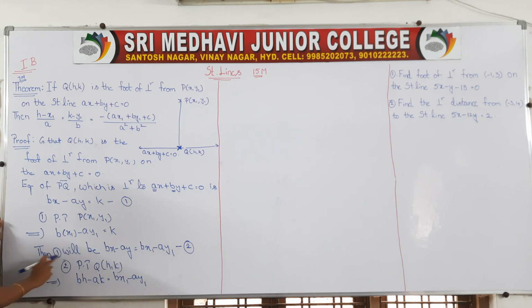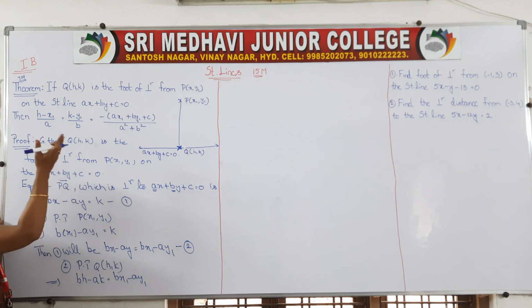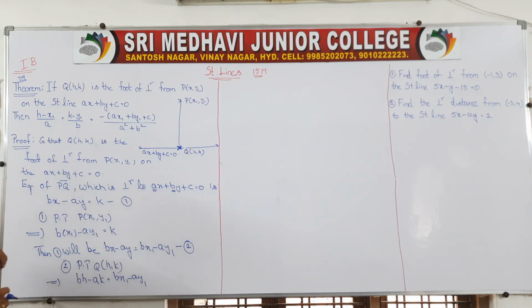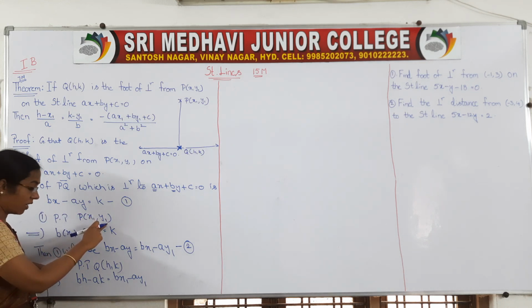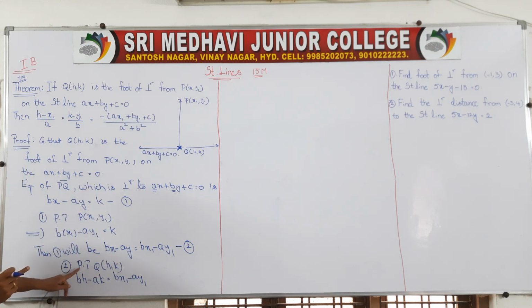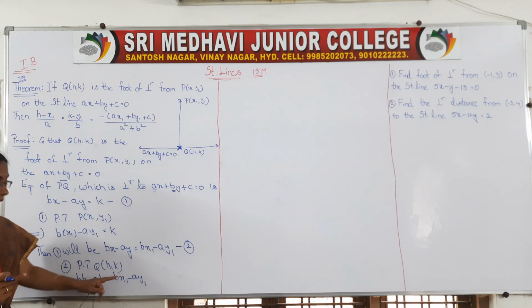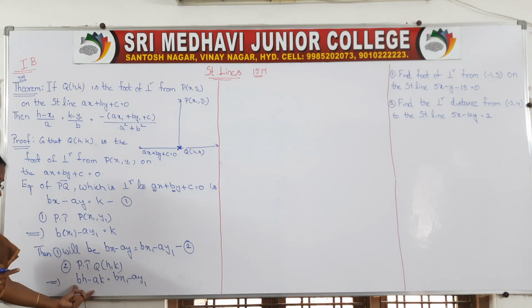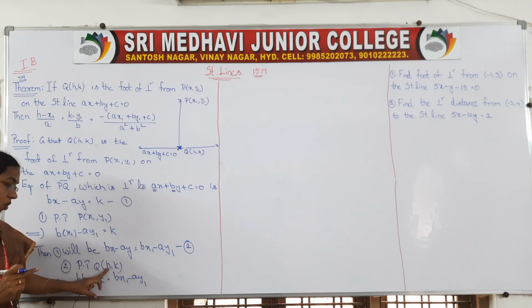So it will be bx minus ay, and in k place we substituted this one. This is nothing but PQ only. So it passes through Q also. It passes through 2 points, P as well as Q. First we have taken it passes through P (x1, y1). Now we have taken it passes through Q (h, k). So substitute in x place the x coordinate, in y place the y coordinate.